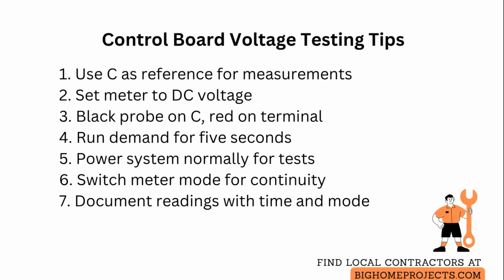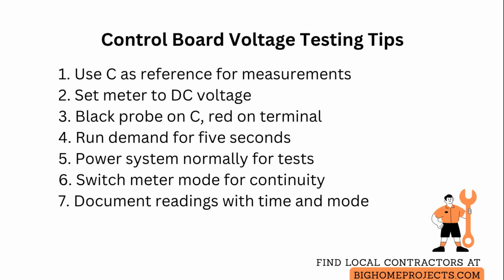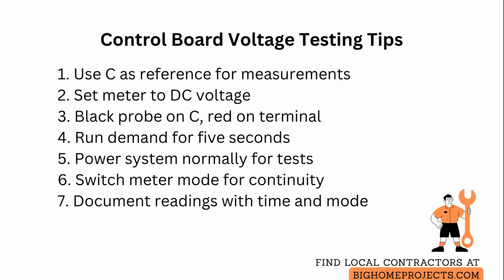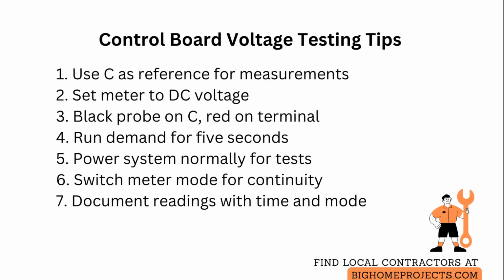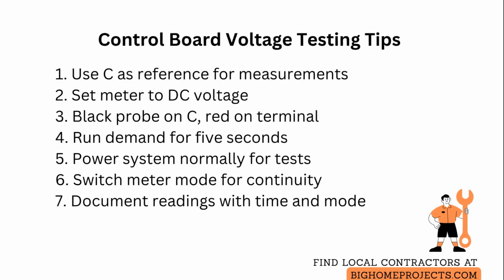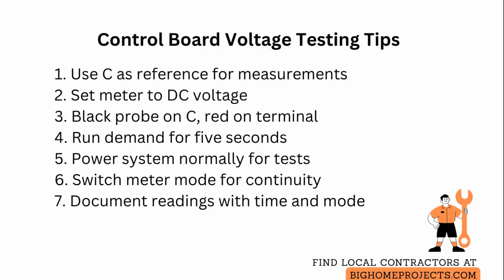If you get a fluctuating reading, confirm the system is not in a transient state by running the control demand for at least 5 seconds while measuring. For relay or device actuation tests, power the system as it would operate normally and watch for a steady 24 volts on the target terminal while C stays stable near 0. If you need to test continuity or verify grounding, switch the meter to the appropriate mode but still reference C so your baseline does not change.